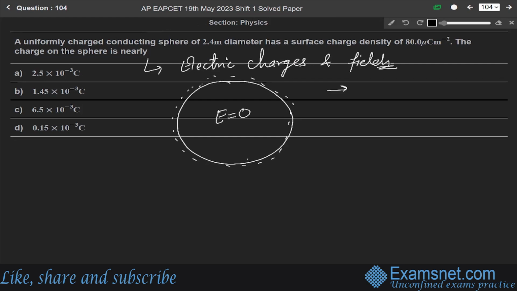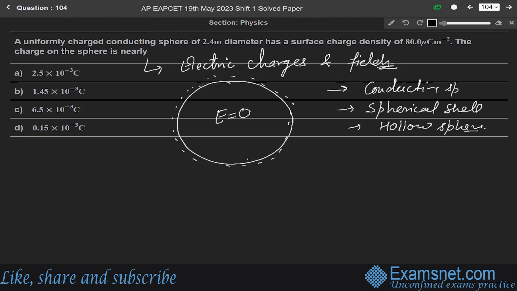This condition is similar for a conducting sphere, a spherical shell, and a hollow sphere. In these three types of sphere, that is conducting sphere, spherical shell, and hollow sphere, the electric field is always zero inside, and the charge always resides only on the surface of the sphere.